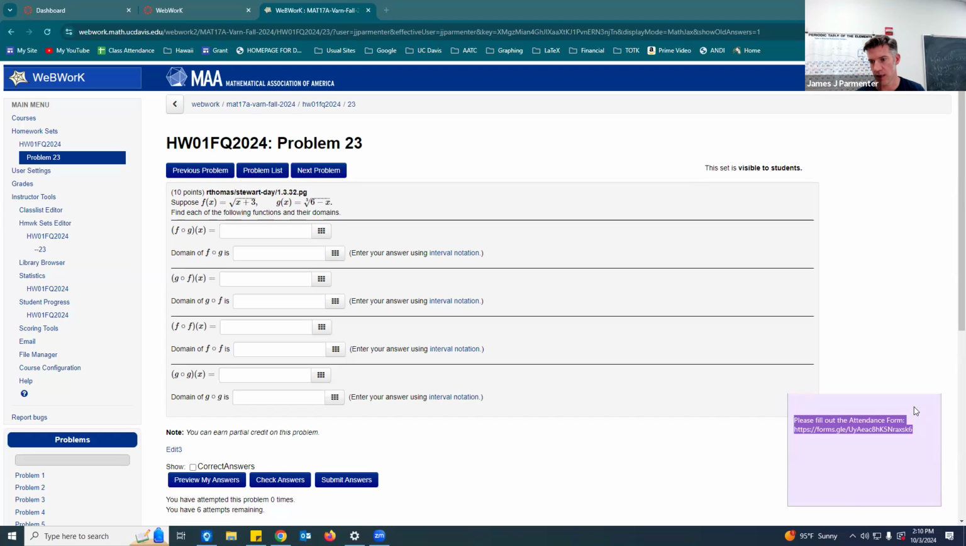Cool. All right, so let's look at these questions that have to do with composition of functions. So I'm going to write some stuff down and then we'll look at it. Our functions are f of x equal to the square root of x plus 3 and g of x equal to the cube root of 6 minus x. Those are mine. Yours are probably slightly different, or not.